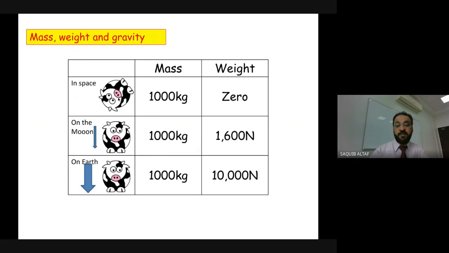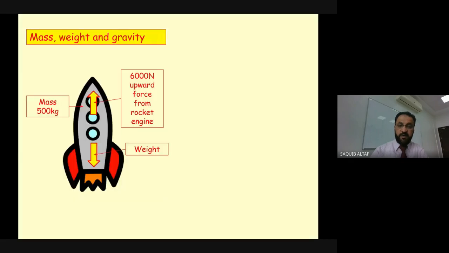And see, one interesting thing here, in space its weight is 0, because in space objects are flying, there is no gravity, so there will be no weight, because when g is 0, 1000 multiplied by 0 is 0. I hope it is clear now.